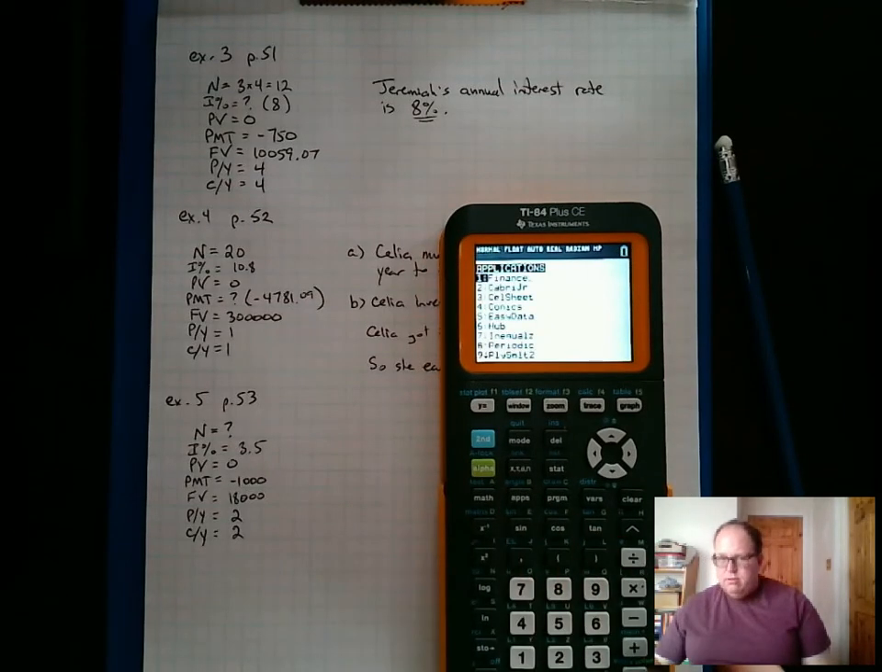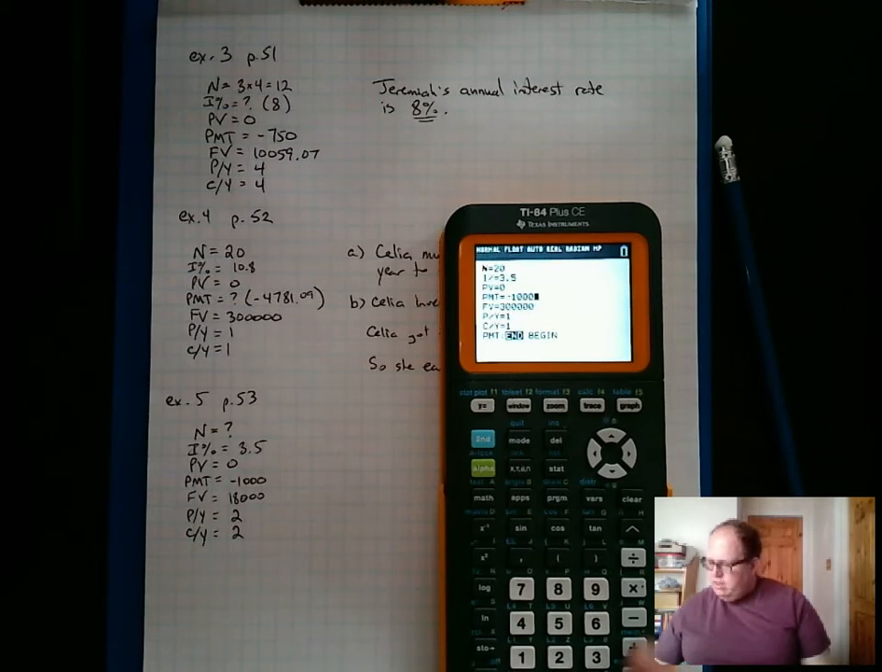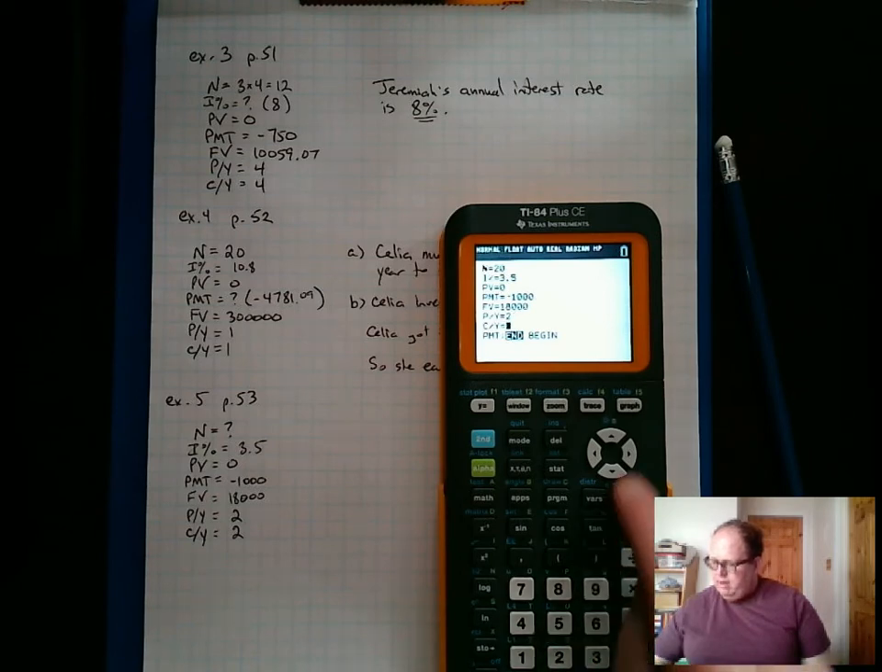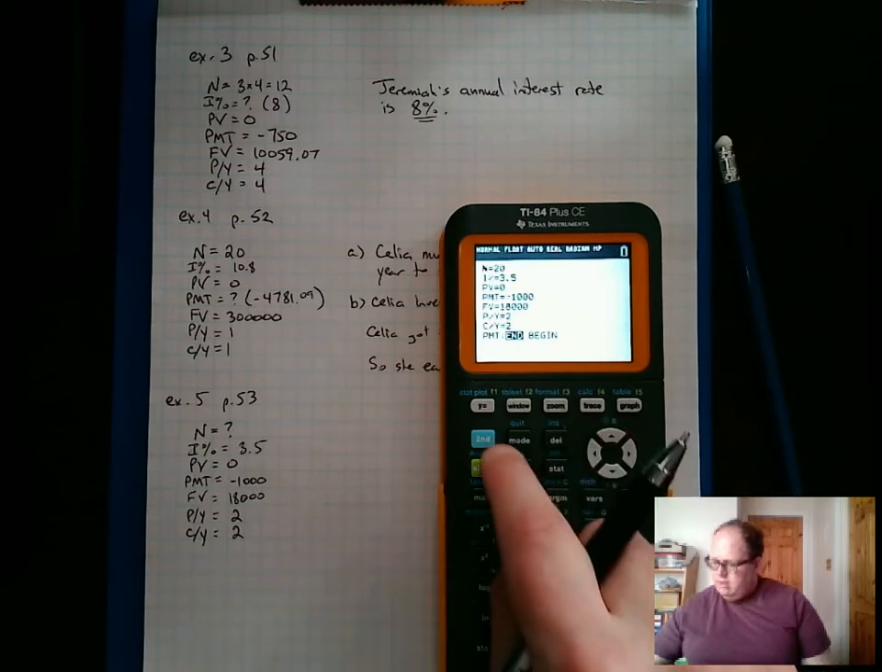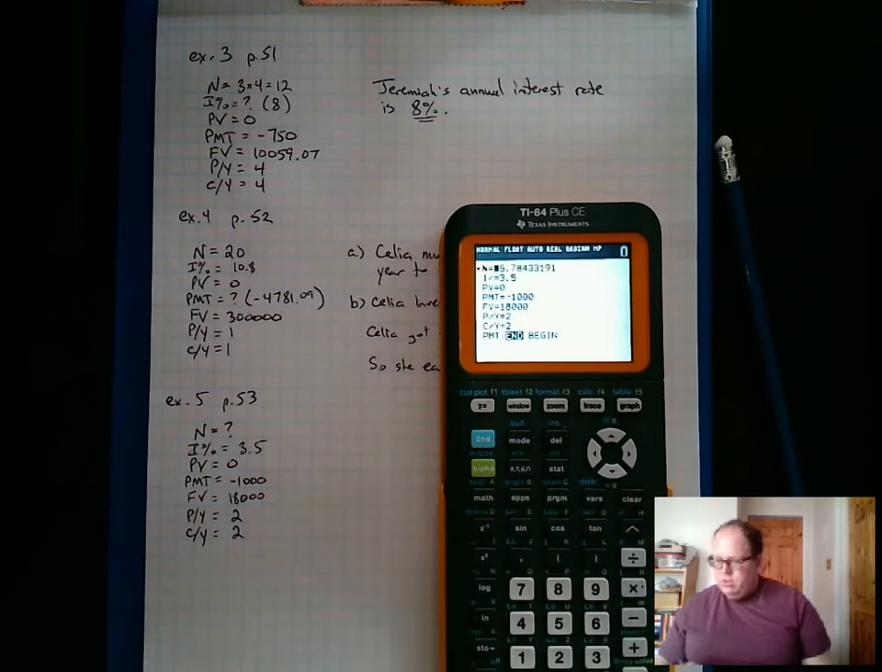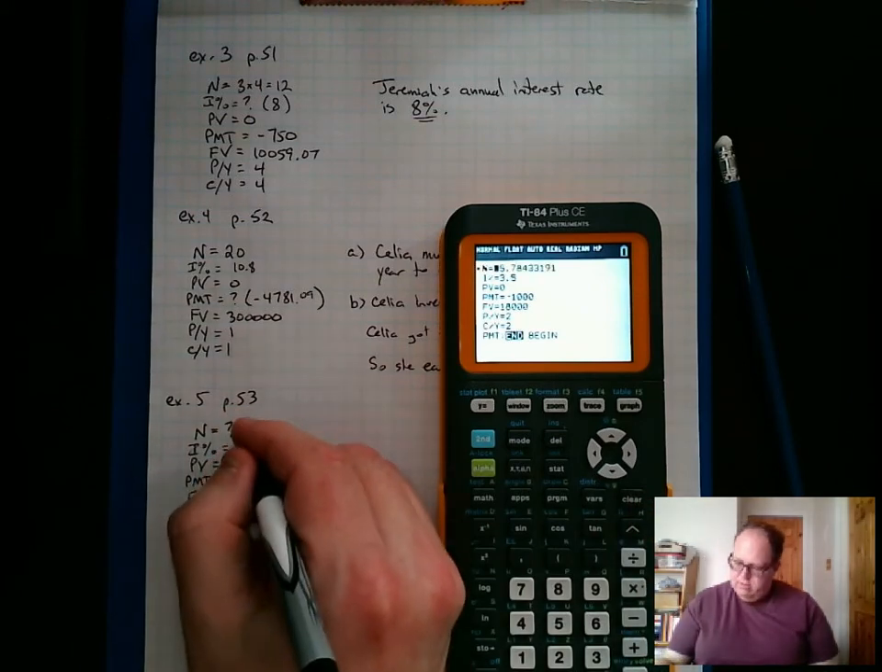Into our apps, finance, future value, TVM solver. I don't know my N value. I'll put in 3.5 for my interest rate. No initial investment, but regular payments of $1,000 into the investment. When does he end up at $18,000 with 2 pay periods a year, 2 compounding periods a year? I solve for N, and it's worth stressing what N represents in this case.